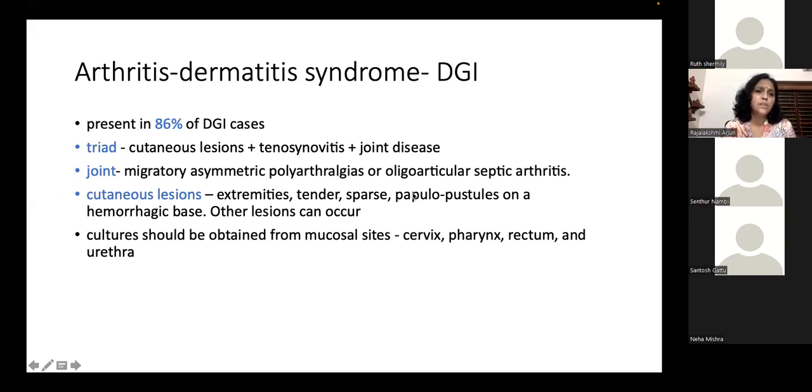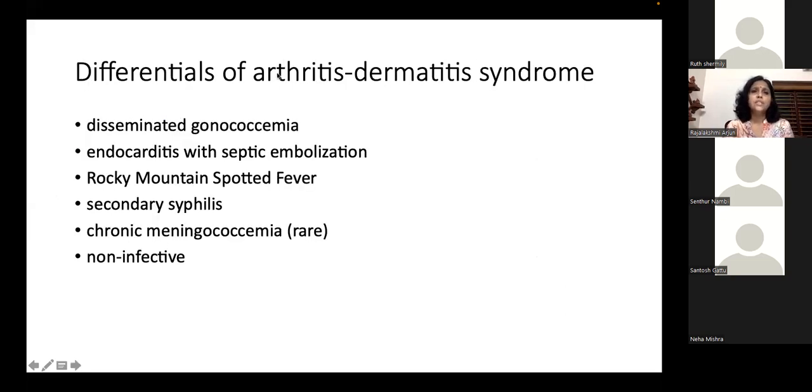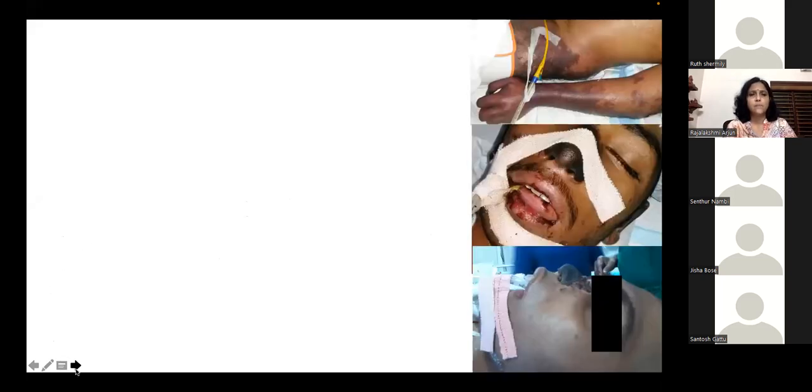Cutaneous lesions can be very variable, and the most common are papular pustular lesions. Cultures should be obtained from all mucosal sites, including cervix, pharynx, rectum, and urethra, to improve your diagnostic yield. The differential for such a syndrome would be endocarditis with septic embolization, which you saw in the previous case, Rocky Mountain spotted fever, secondary syphilis, and one entity called chronic meningococcemia, which is very rare, and several other non-infective causes.